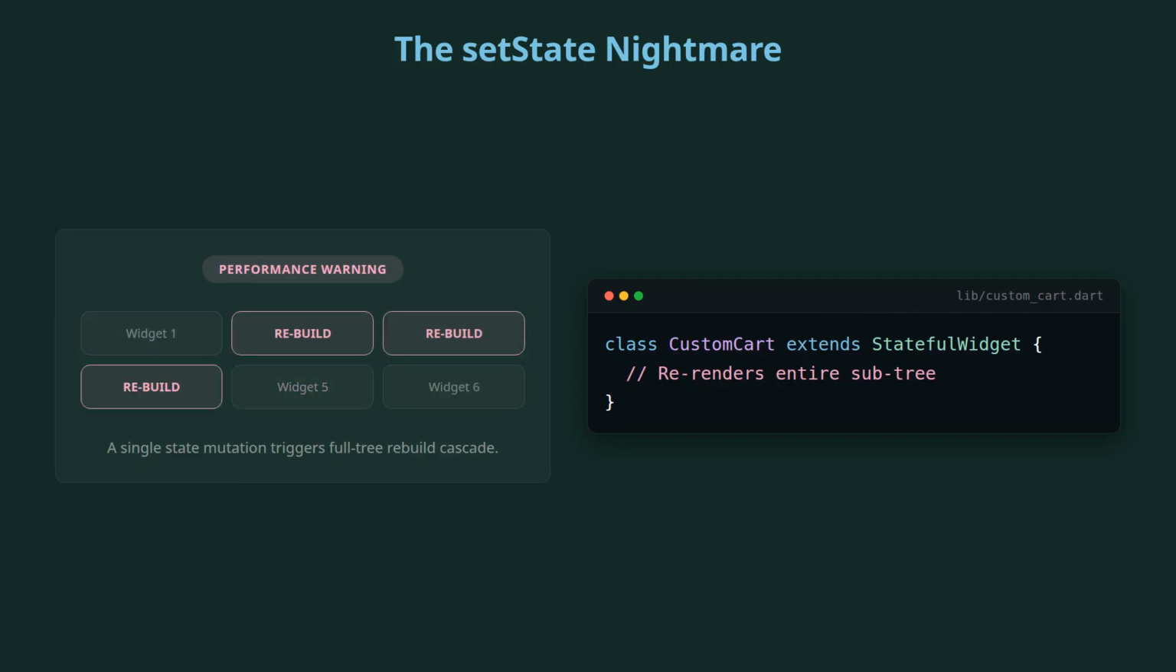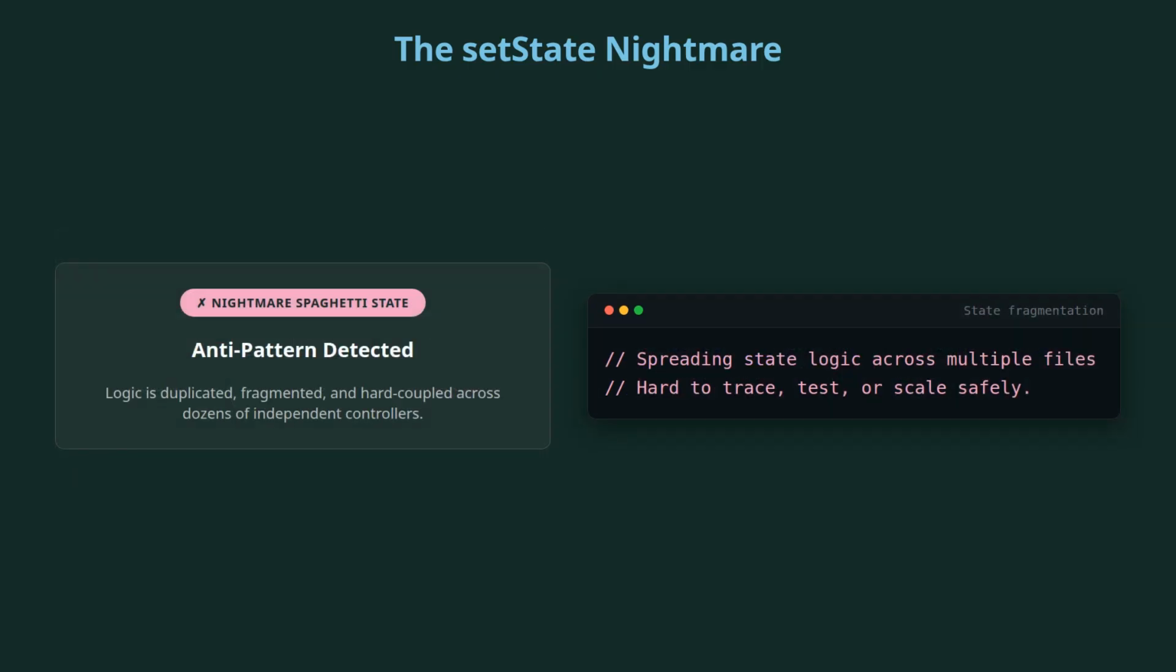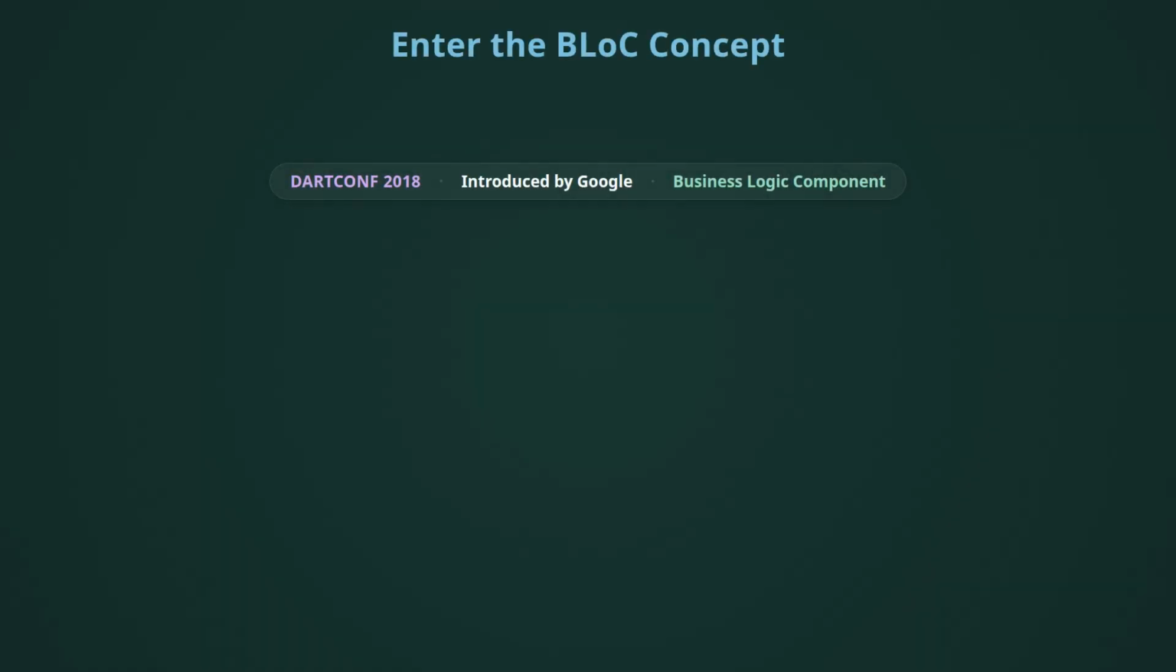This is the classic state management trap. Your presentation layer is tightly coupled to your business logic, making the codebase fragile, unmaintainable, and incredibly painful to debug. To solve this, Google engineers introduced the Business Logic Component Pattern, or BLoC, at DartConf 2018.